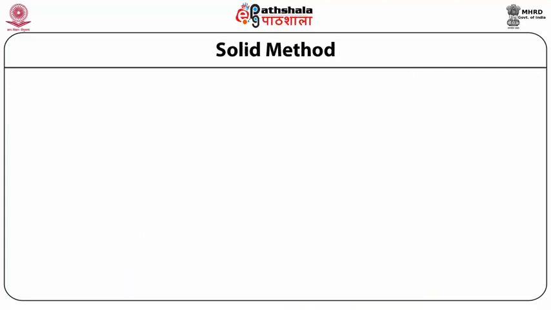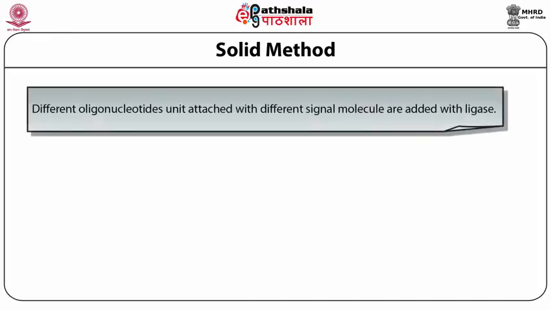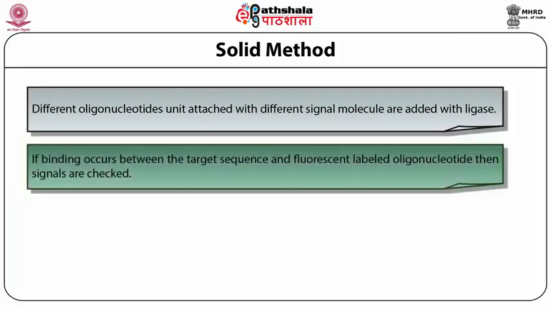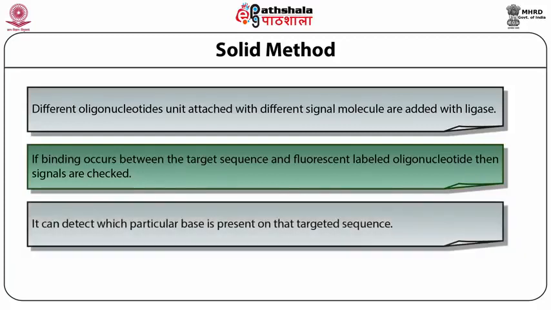The SOLiD method was given by Applied Biosystems, which is now part of Life Technologies, and it is based on the principle that different oligonucleotide units attached with different signal molecules are added with ligase. If binding happens between the target sequence and the fluorescent labeled oligonucleotide, then signals are emitted. It can detect which particular base is present on that targeted sequence. In this way, the complete DNA strand can be sequenced.